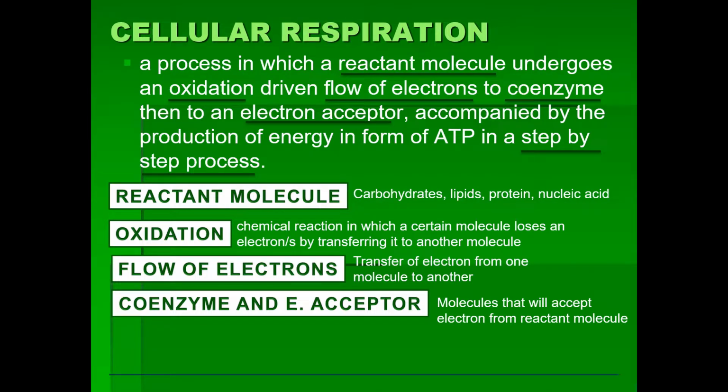And last, I highlighted here step-by-step process because cellular respiration is a process which has different stages. Though we will be discussing the different stages later on, there are 4 main stages of cellular respiration. These are glycolysis, pyruvate oxidation, the Krebs cycle, and the last is electron transport chain and chemiosmosis. Now, let's continue.